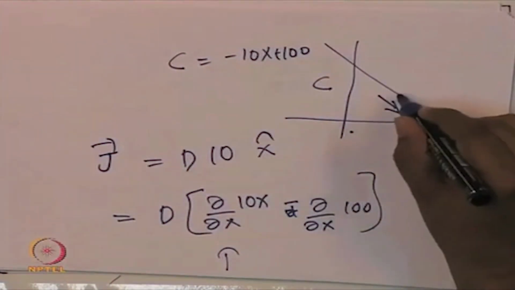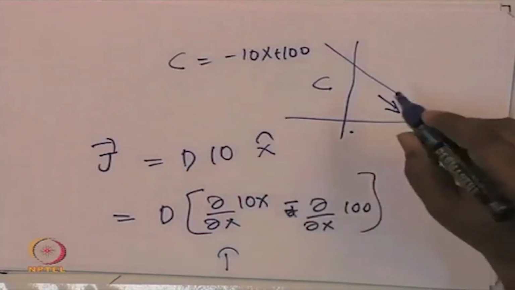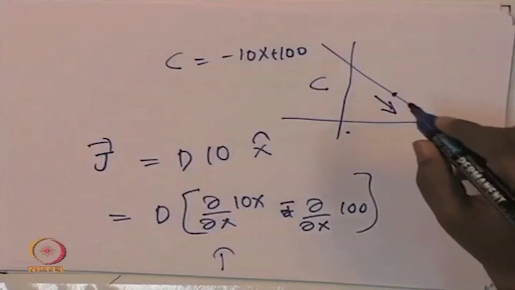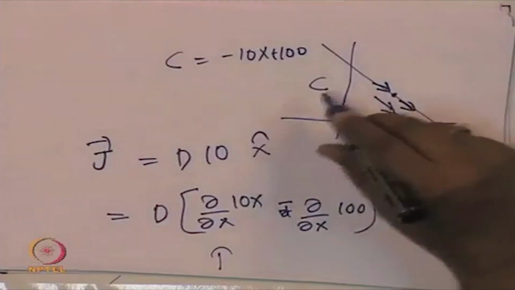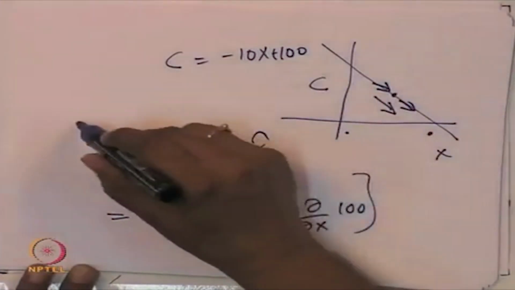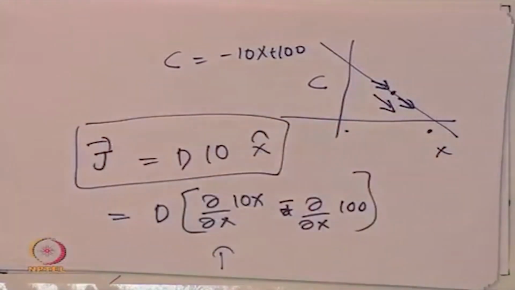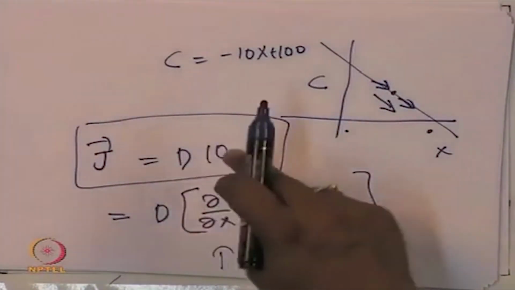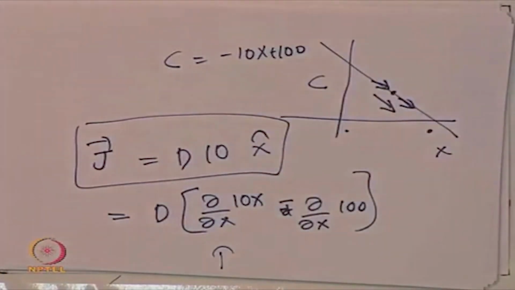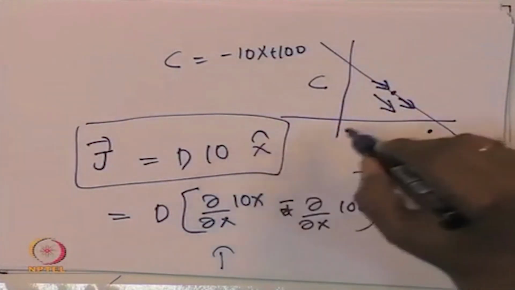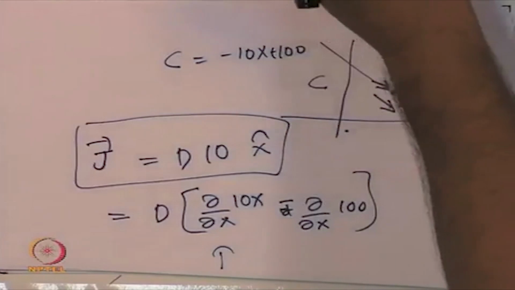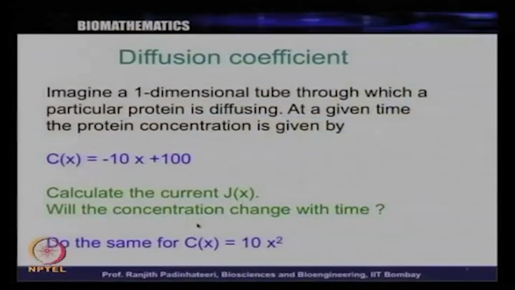But will the concentration at any point change with time? The answer we know physically is that it will not, because whatever comes in will flow out, because the flow is a constant everywhere. The flow is just a constant, 10 D. This is our J, current or flow. D is a constant, 10 is a constant, so the flow is constant everywhere. Whatever comes in will go out. So, the answer we get will be that del C by del t will be 0. That is the next part of the question: will the concentration change with time?